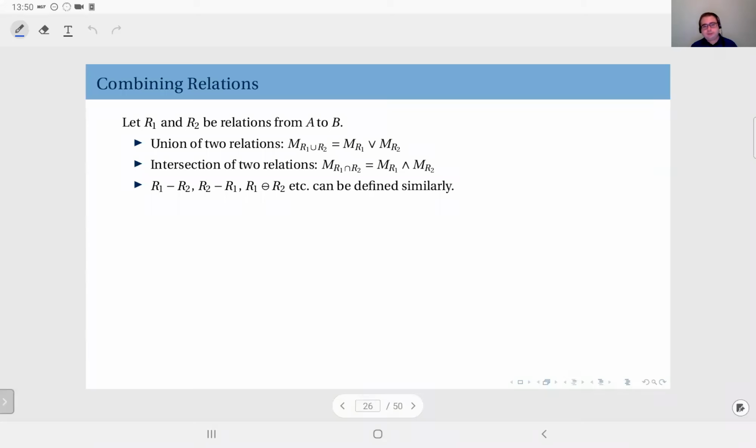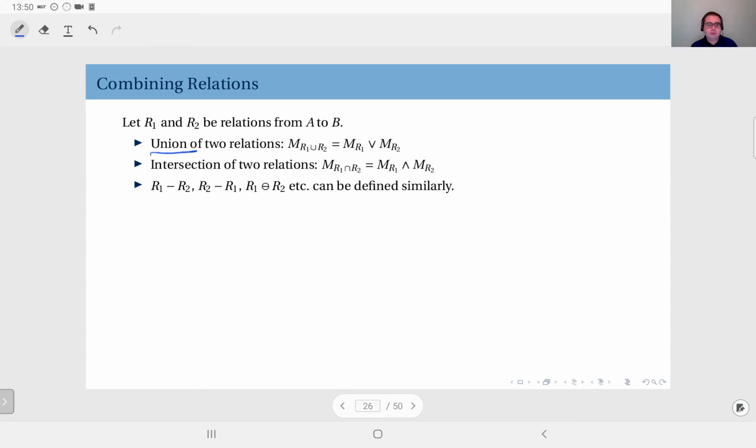If they are from different sets to different sets, this may not be possible. But if they are both from set A to set B, then we can define the union of two relations. It's simply a union because the two relations are sets themselves, sets of ordered pairs.